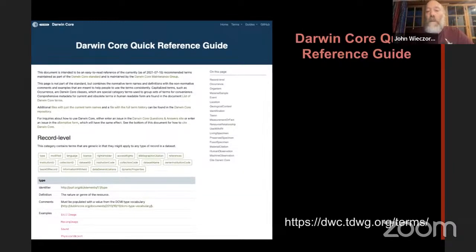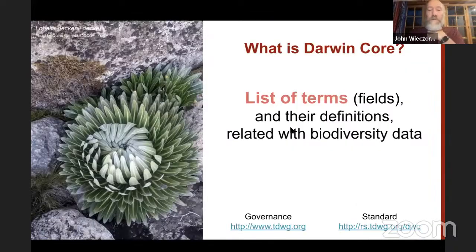Darwin Core is most accessible via this document called the Darwin Core Quick Reference Guide. This isn't actually the standards document itself, not the normative standards document, but it's the human readable one that is the most accessible. And this is the one that you should probably refer to first. It should answer all of the questions.